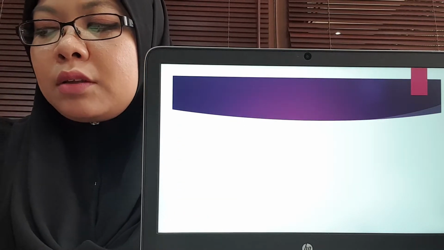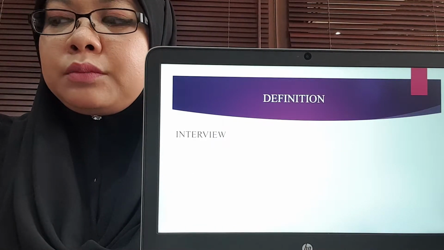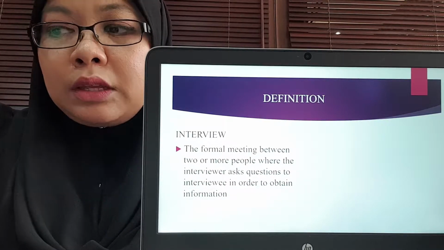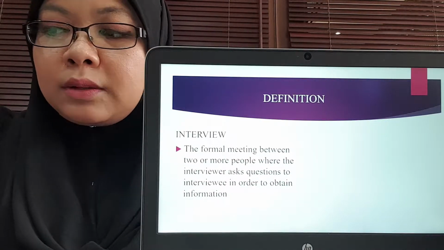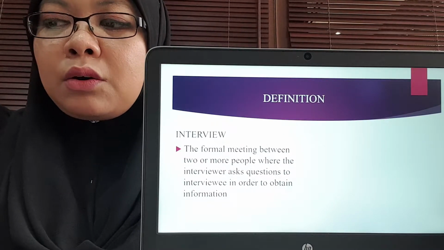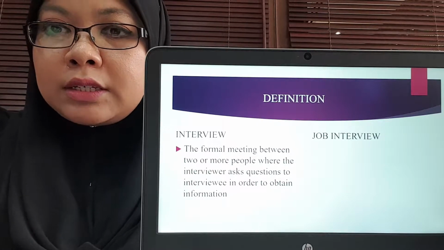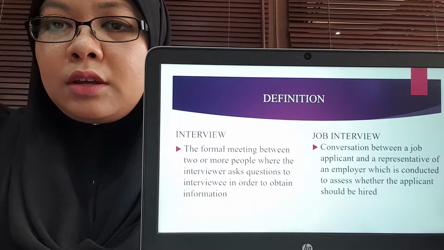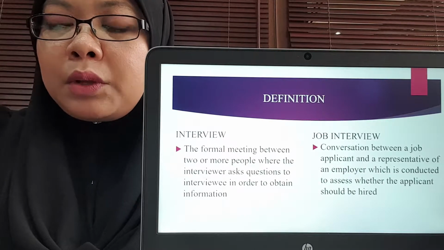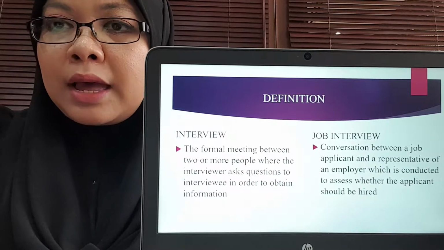And then moving on to the next slide is the definition of interview. Okay, an interview is a formal meeting between two or more people where the interviewer asks questions of the interviewee in order to obtain information. A job interview is a conversation between a job applicant and a representative of an employer, which is conducted to assess whether the applicant should be hired.